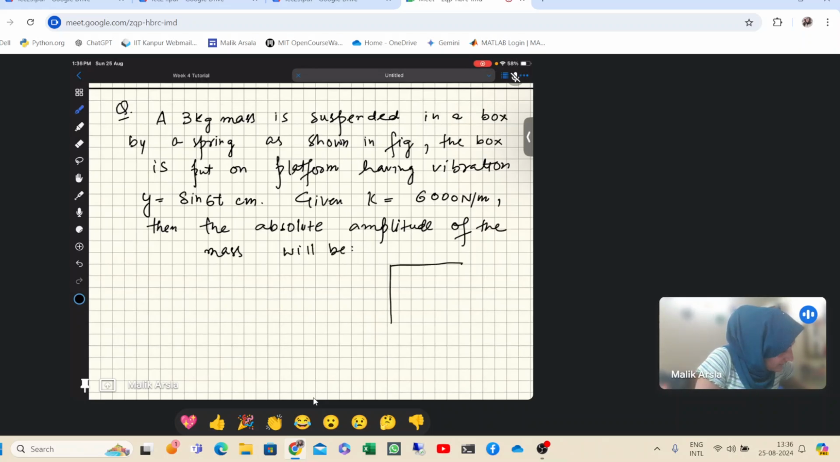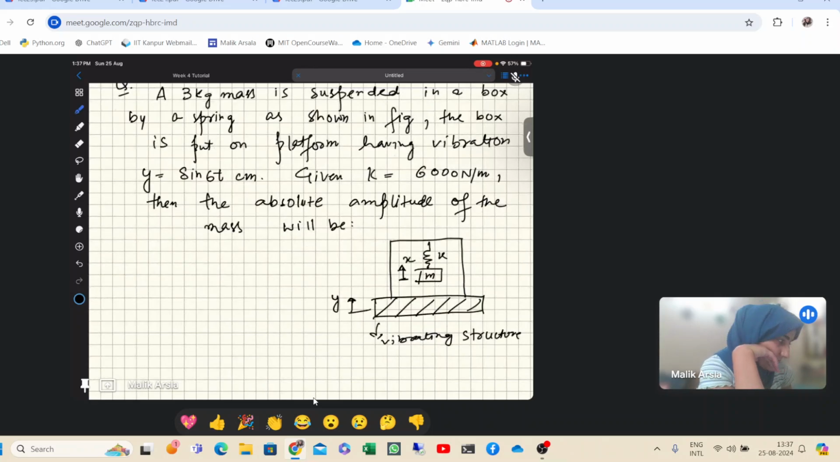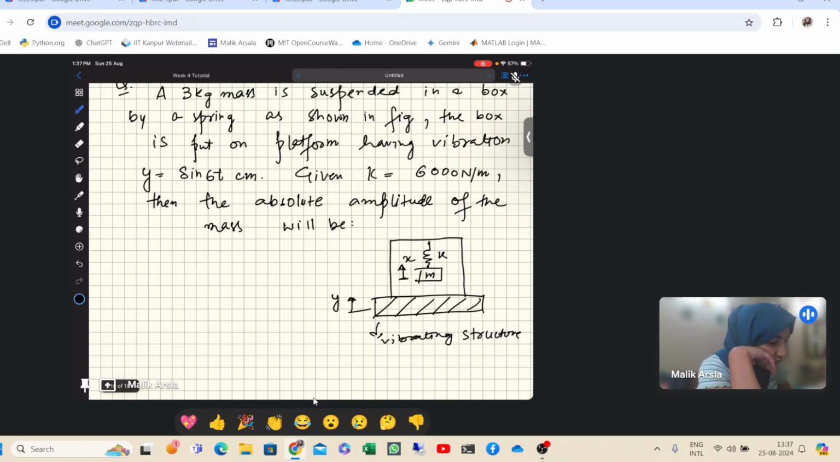Okay, in this figure we have this vibrating structure. And then we have a spring and mass attached to this frame, right? And this is Y, and here we can see this mass has X sort of response or motion. So basically here we don't have a damper, so obviously it will become relatively easy.